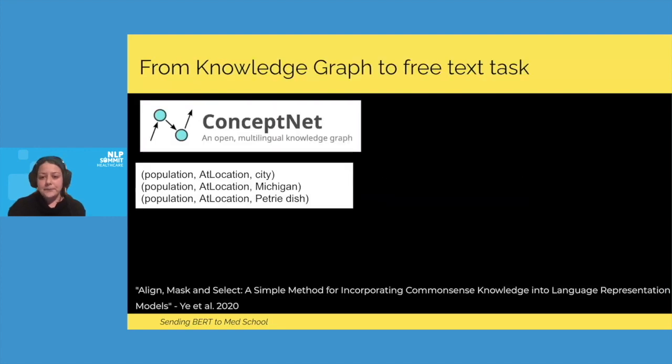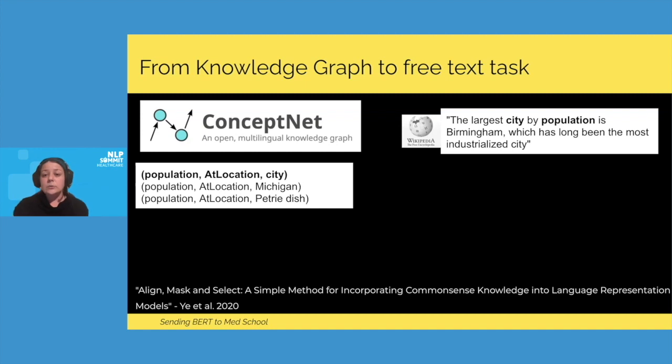So how is it done? This is one example from a paper that is actually not medically related. They start from ConceptNet. It's a knowledge graph representing common sense knowledge, like that city has a population. So they start from the triplets of the knowledge graph, and then they use Wikipedia to find a free text sentence in which this common sense knowledge appears. For example, the largest city by population is Birmingham. In this sentence, we can actually see the entities of population and city and the relation between them. That city has a population.